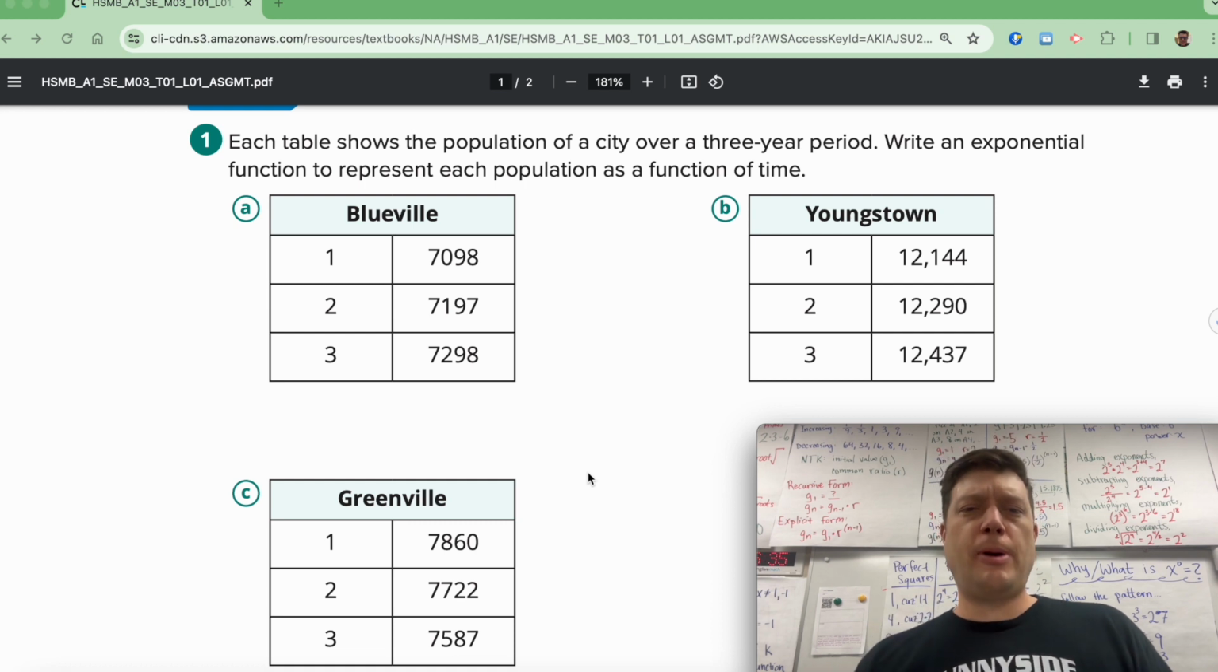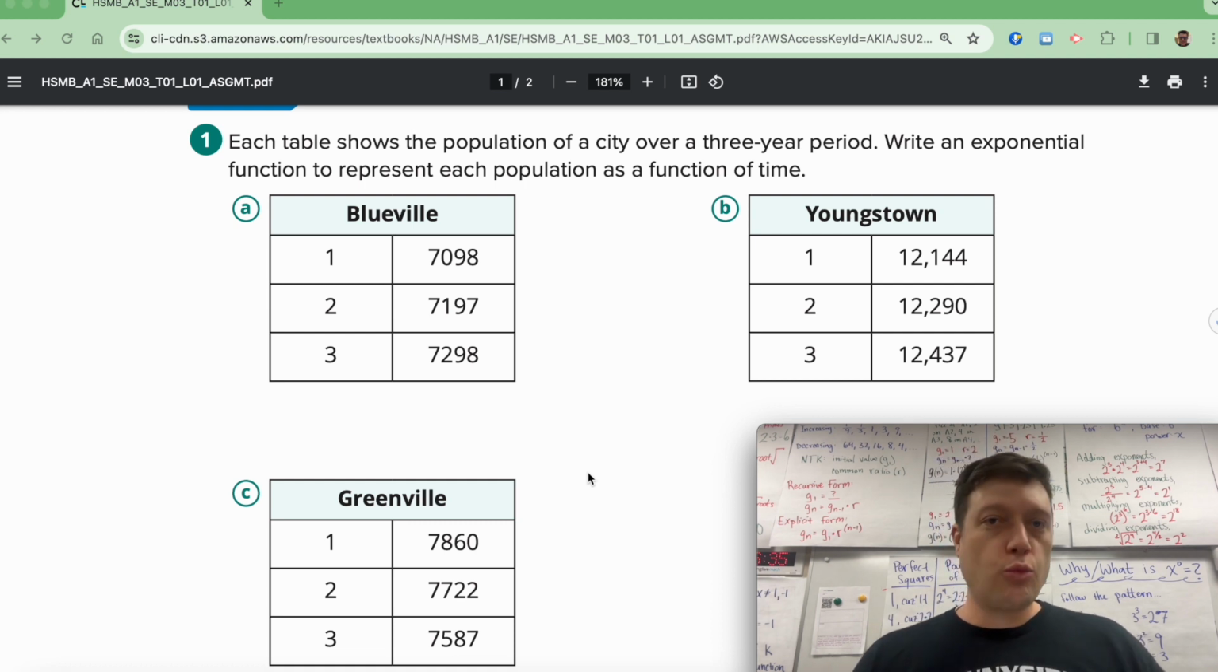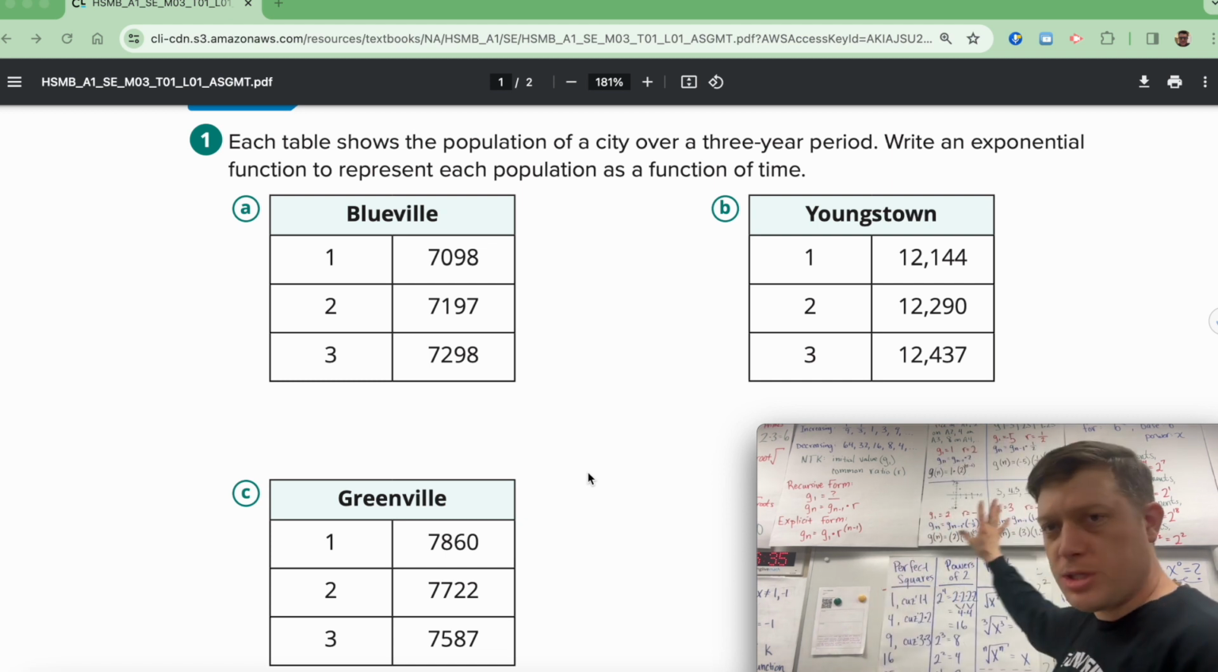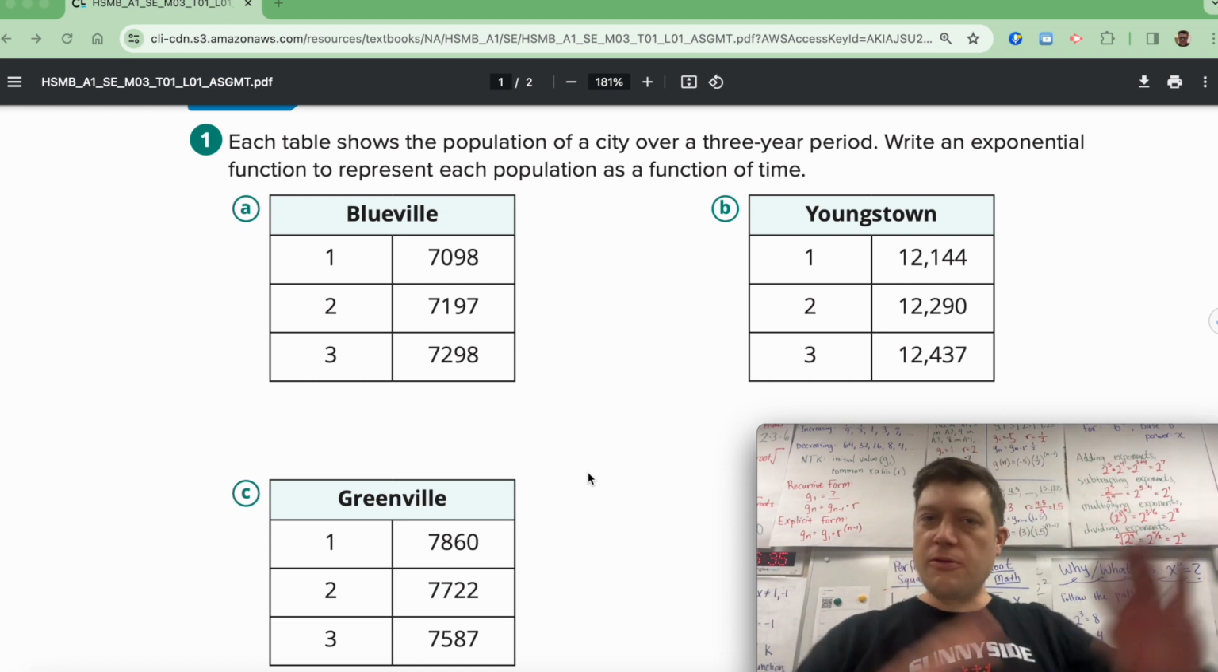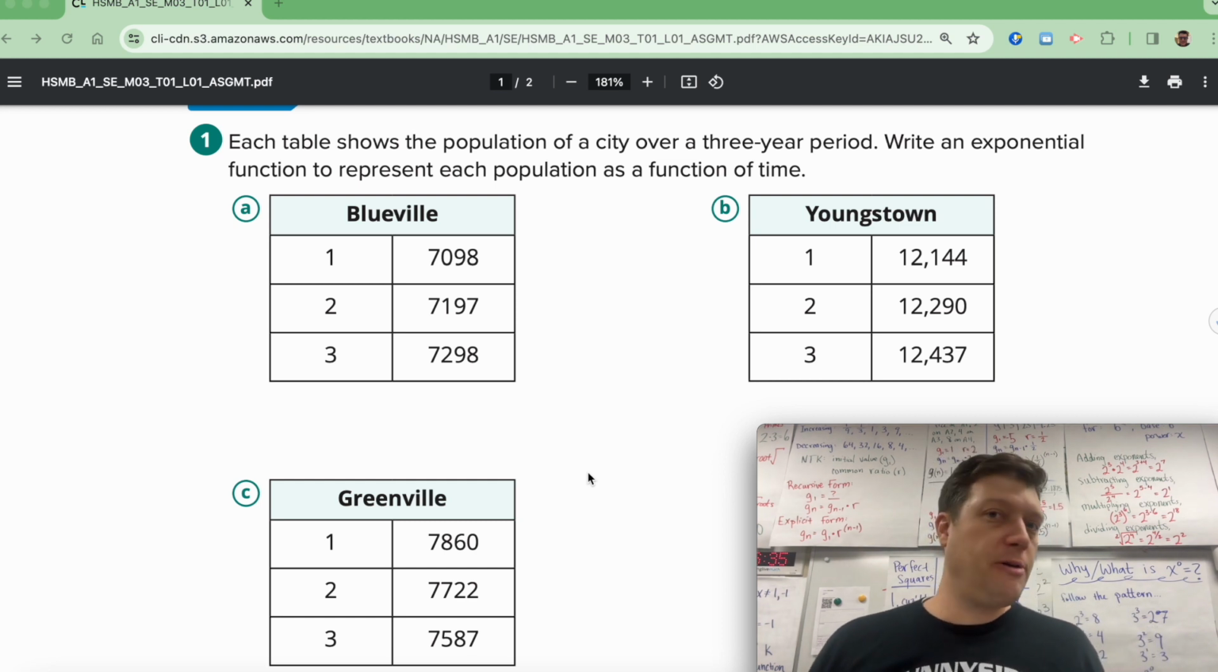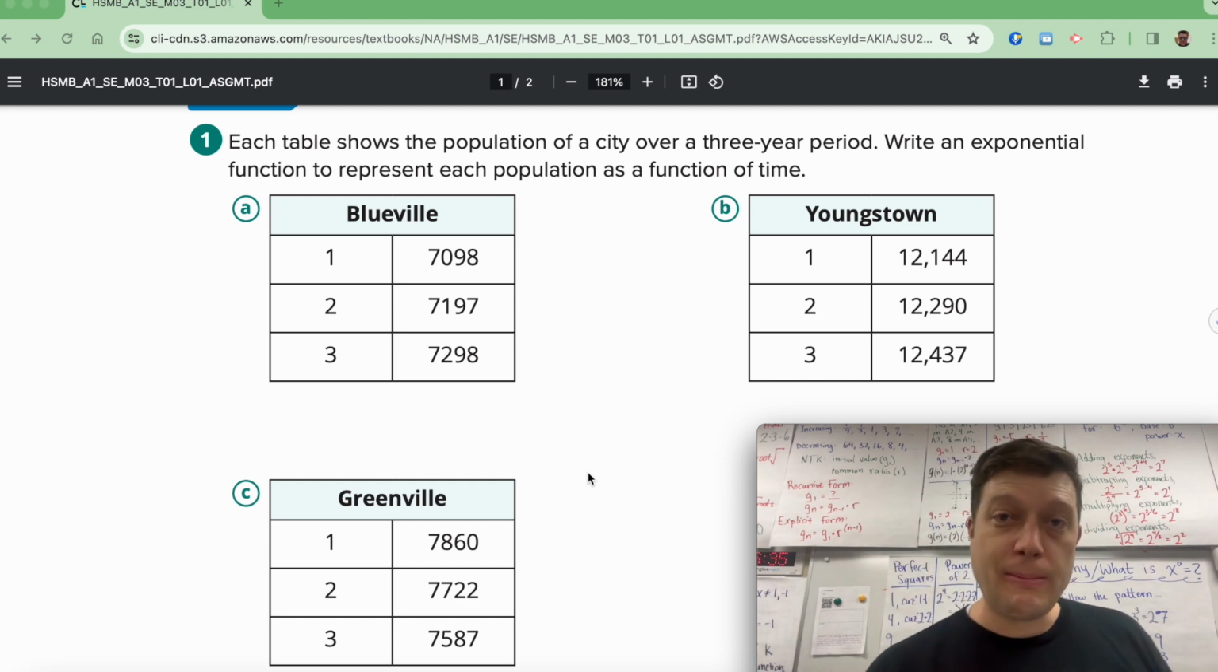Each table shows a population of a city over a 3-year period. Write an exponential function to represent each population as a function of time. And of course, on the banners behind me are different poster notes that we have about writing exponential functions and where they come from and whatnot. You got to be an expert at them.